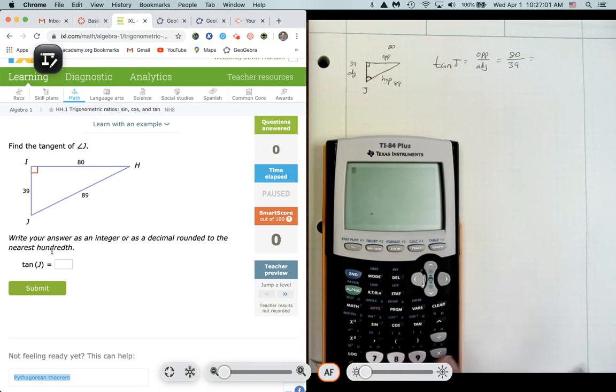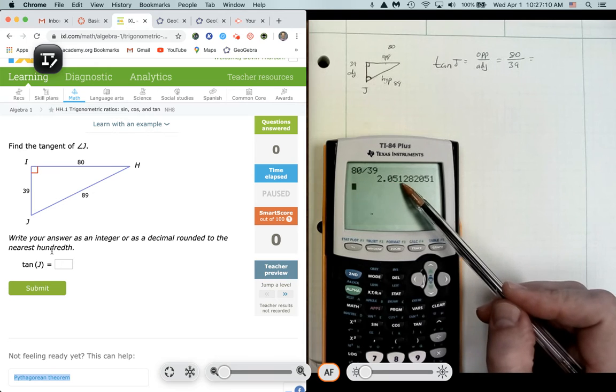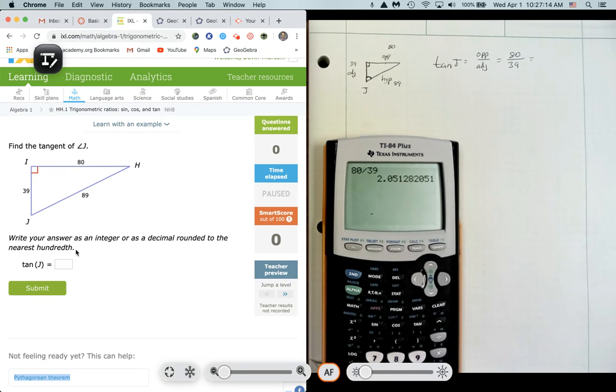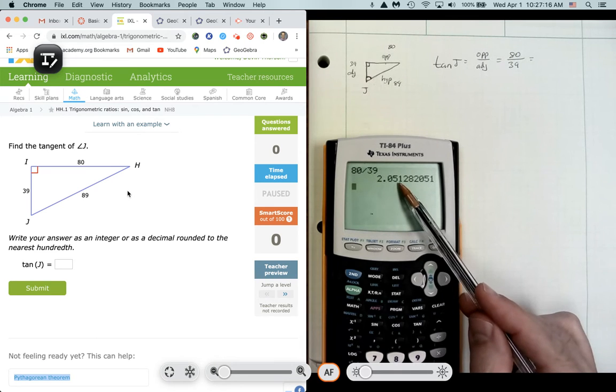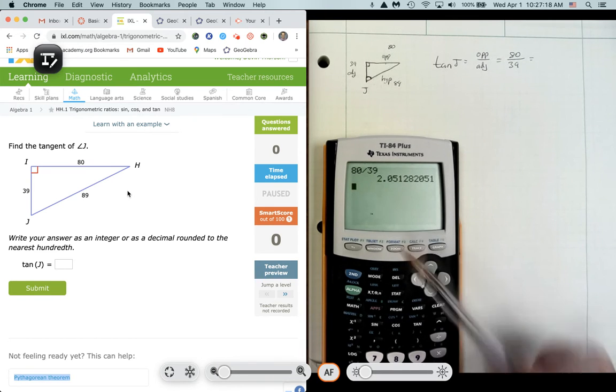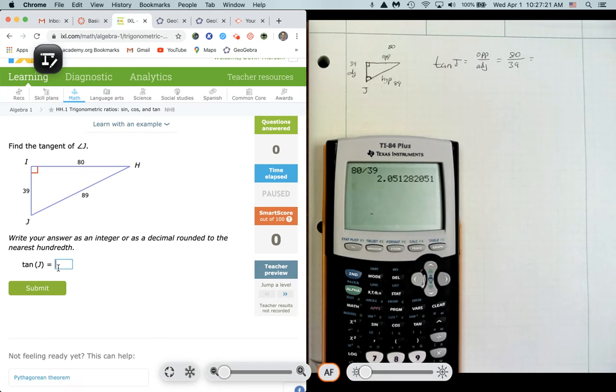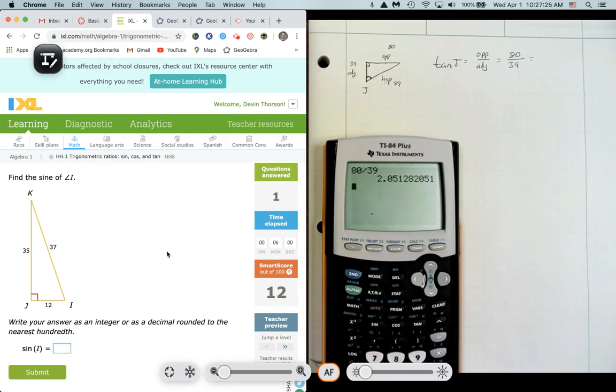You just take your calculator and do 80 divided by 39. Hopefully you can see that right here. It's 2.051. Now, since this is a 1 and we're rounding to the nearest hundredth, I'm going to leave the 5 alone and type in 2.05. So I come over here, 2.05, and hit enter, and I did a great job.